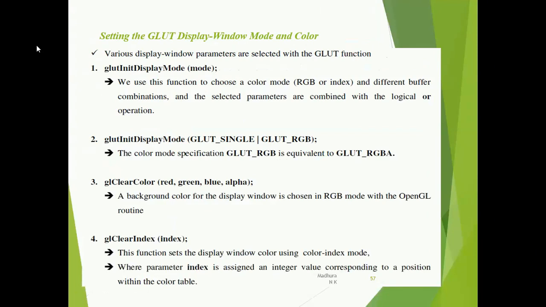Setting a GLUT display window mode and color. Various display window parameters are selected with GLUT functions. The first one is glutInitDisplayMode, and within the brackets we write mode. This function chooses the color mode, whether you want an RGB color mode or an index color mode, and which combination of buffers you want. That is defined here using glutInitDisplayMode, which takes a mode as its parameter.